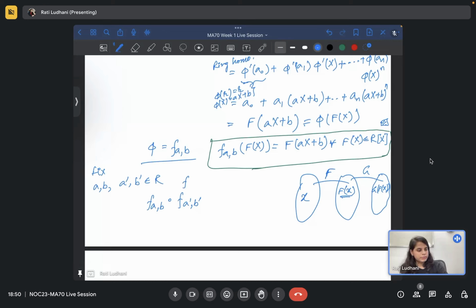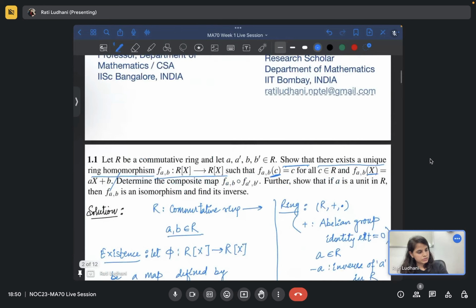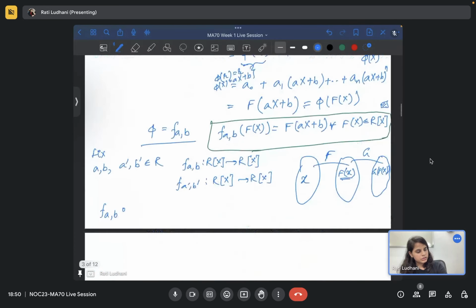This is defined because the domain and codomain are the same. So f_{a,b} is a map from R[x] to R[x], and also f_{a',b'} is a map from R[x] to R[x]. Now this is the composition with f_{a',b'}. So first we apply f_{a',b'}, and then we apply f_{a,b}. So this is the meaning of this composition.